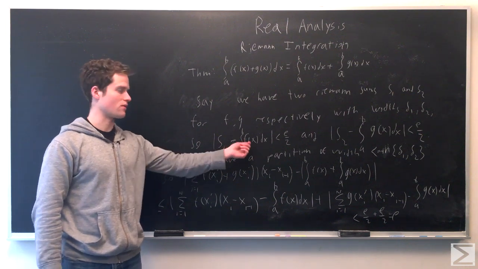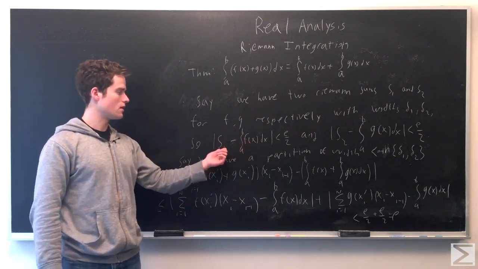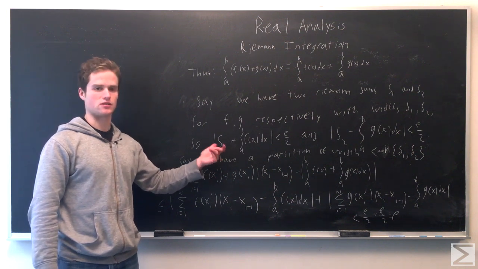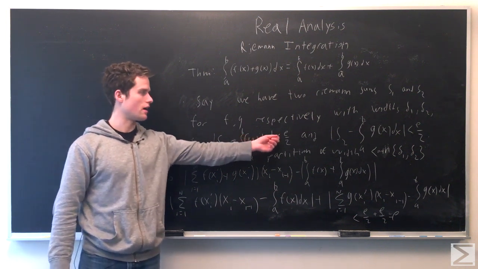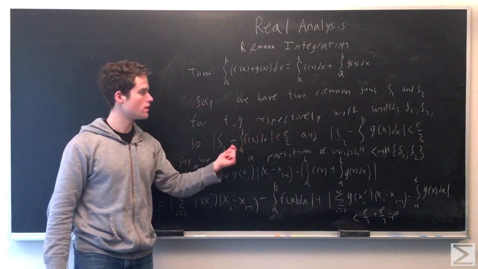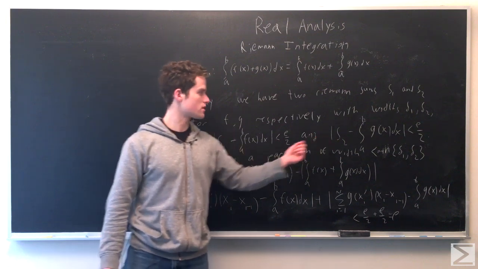And we know this because f of x is Riemann integrable, so for some Riemann sum referring to a partition less than delta 1, this will be less than e over 2 for e any real number greater than 0. We do the same thing for g of x.